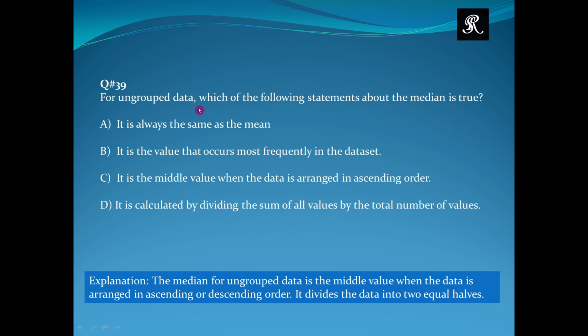For ungrouped data, which of the following statements about the median is true? It is always the same as the mean. It is the value that occurs most frequently in the data set. It is the middle value when the data is arranged in ascending order. It is calculated by dividing the sum of all values by the total number of values. And the right option is option C.